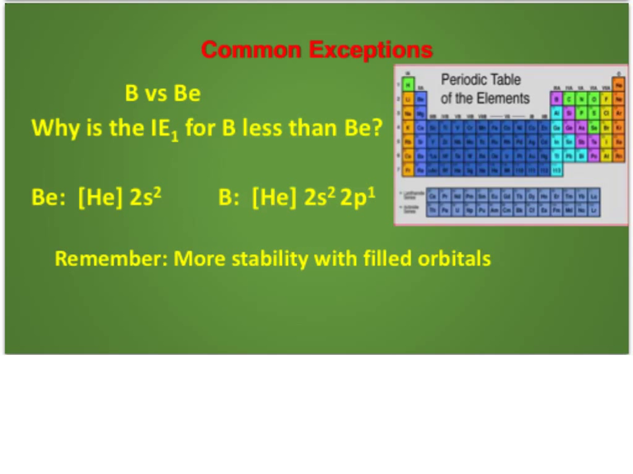So if you want to remove an electron from beryllium, you have to be breaking up a filled s orbital. And breaking up a filled orbital is very hard to do, whereas you can simply remove one electron from an unfilled p orbital. So that makes it much easier to remove the electron from the 2p1 instead of from 2s2. So that's why the first ionization energy of boron is less than that of beryllium. More stability with the filled orbitals as compared to the unfilled orbitals.